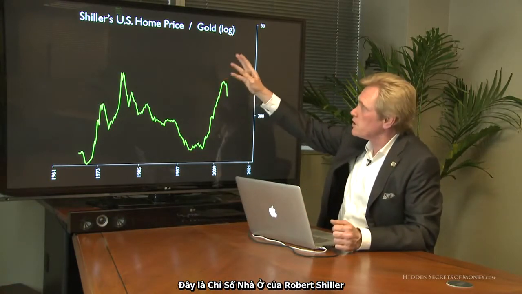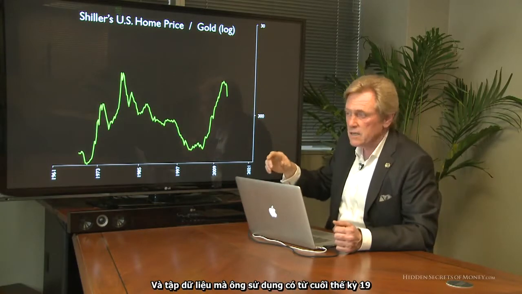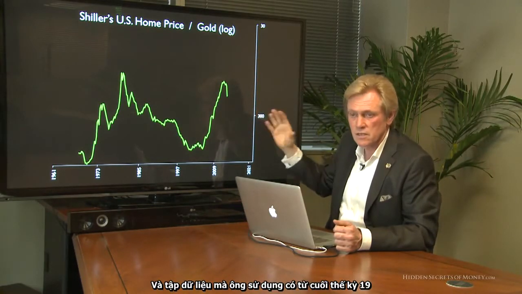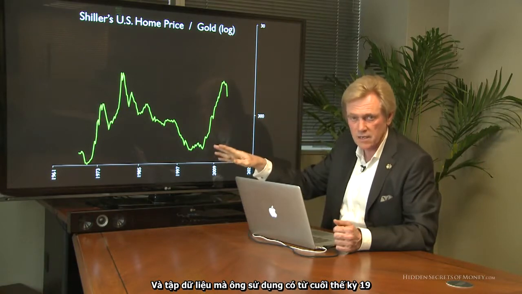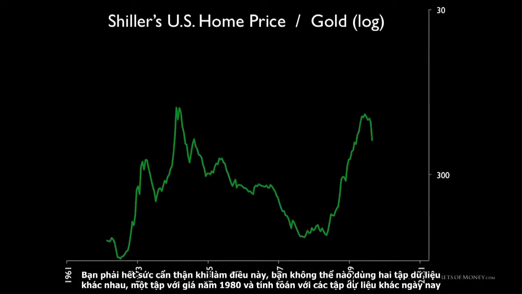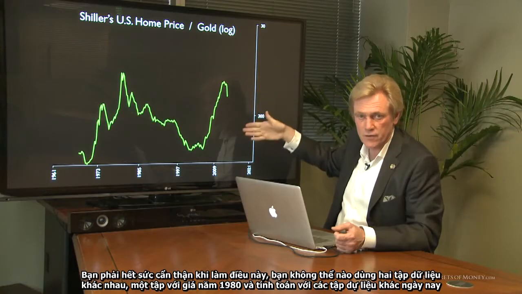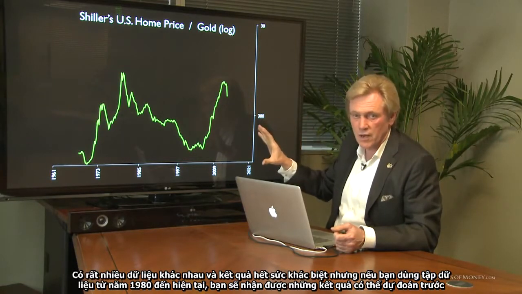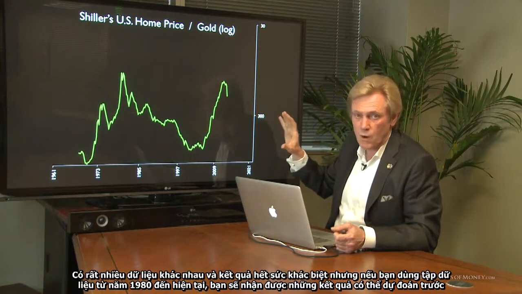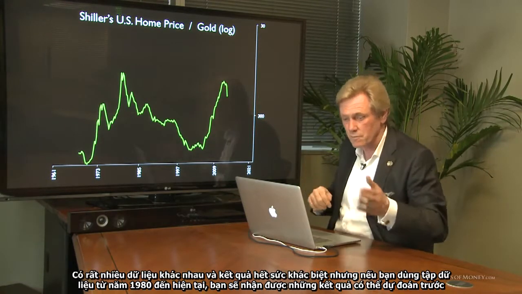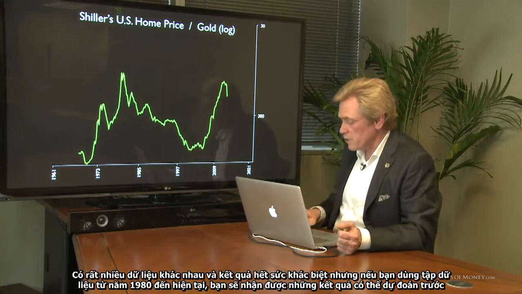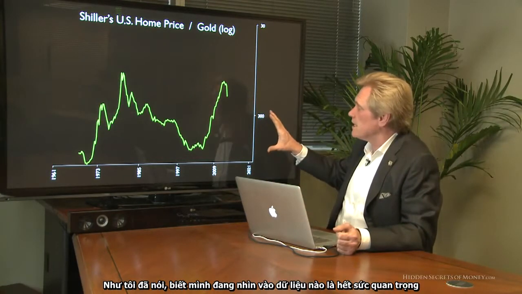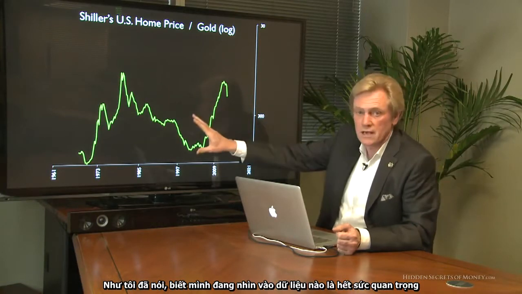So here we go. This is Robert Shiller's U.S. Home Price Index, and this is the data set that he uses that goes back into the late 1800s. You have to be very careful when you're doing this. You can't use two different data sets, one for the 1980 price and then calculate off of a different data set for today. There's a lot of different data out there, and the results vary wildly. But if you use the same data set from 1980 to today, you'll get some pretty predictable results. But like I said, it's important to know the data that you're looking at.